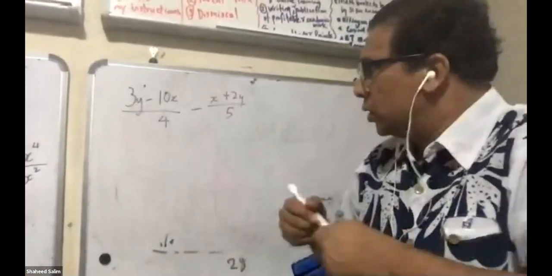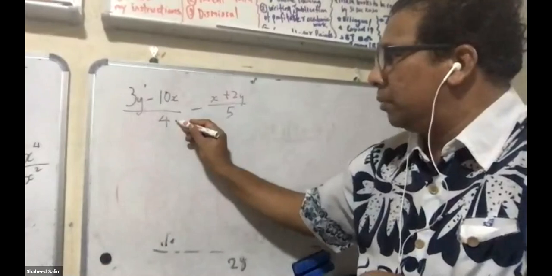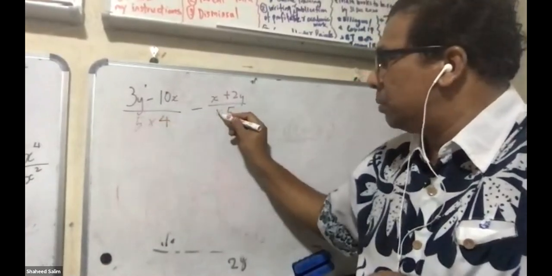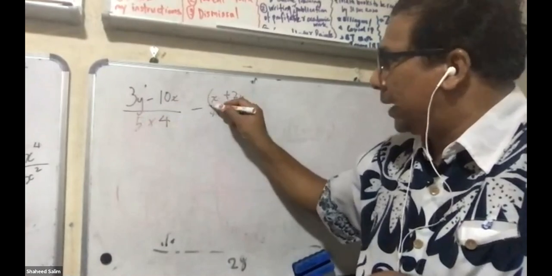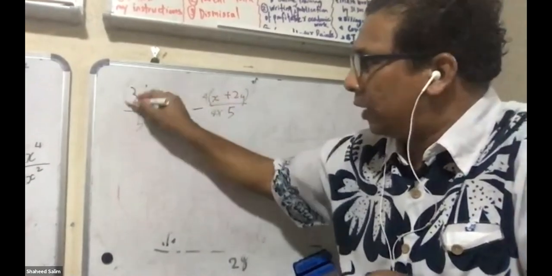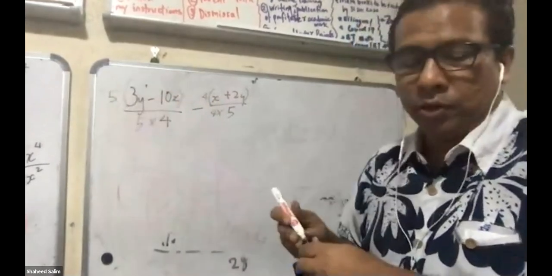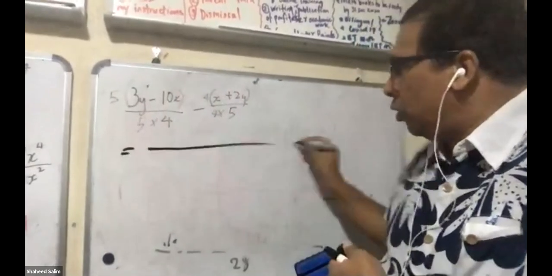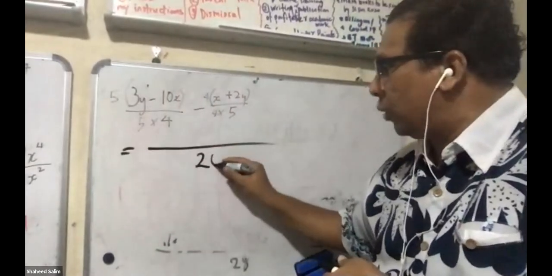Okay. So now you want to make the denominators the same. You times this by 5, and you times this by 4. You must bracket it down here times by 4, and bracket it up times by 5. You must do it like that. Then you put it equals, and now you put it under a common denominator of 20.